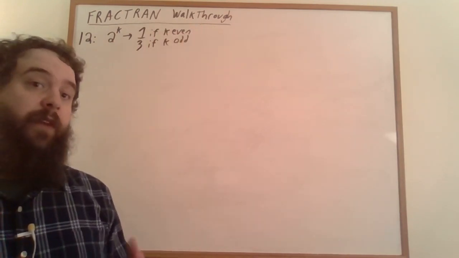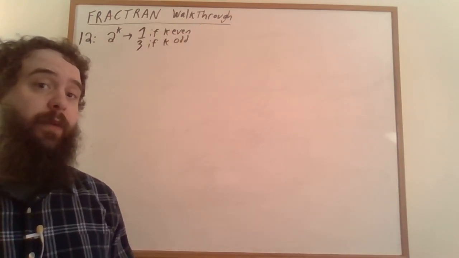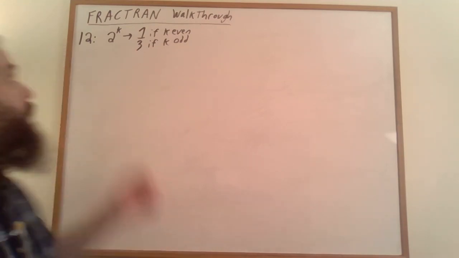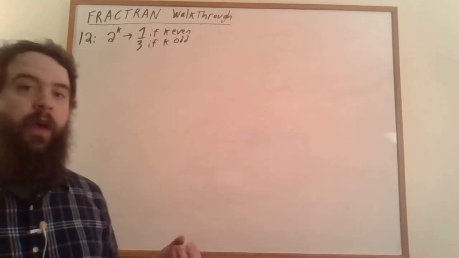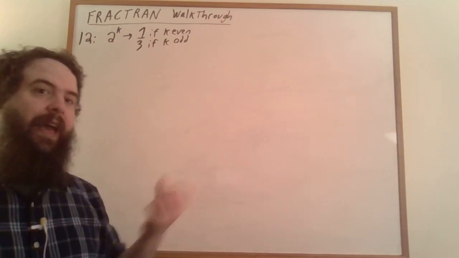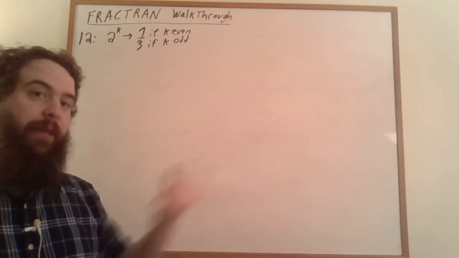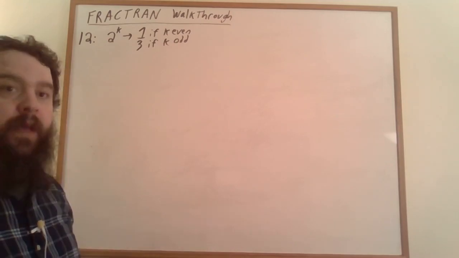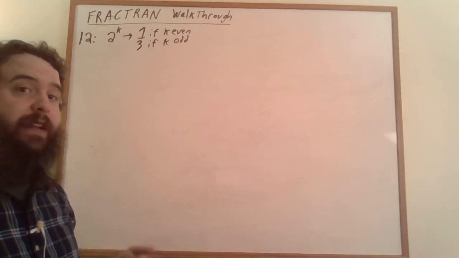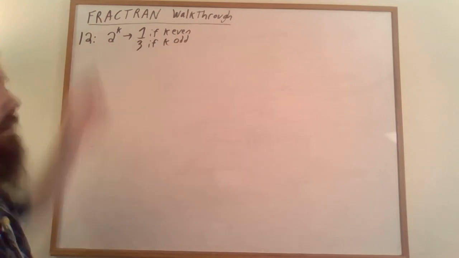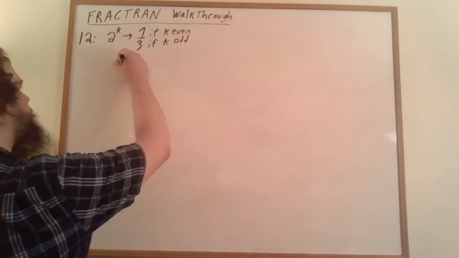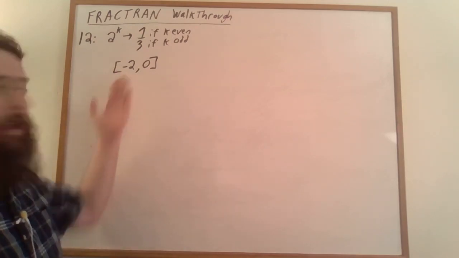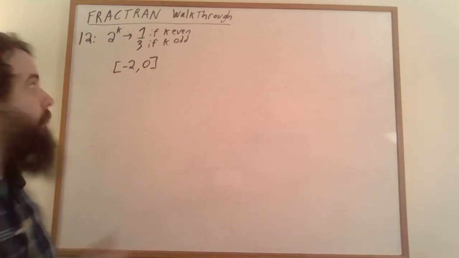FRACTRAN turns out to be very well suited for doing modular arithmetic on exponents. Because again, if we think about each of these registers as piles of counters, we can take away as many counters at a time as we want, repeatedly, until we can't anymore. Here I'd like to take out 2 counters at a time from the 2's register until I can't anymore. And that just corresponds to 2 to the negative 2, or the fraction 1/4.